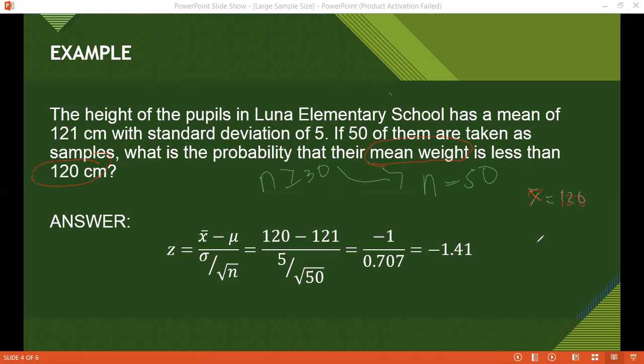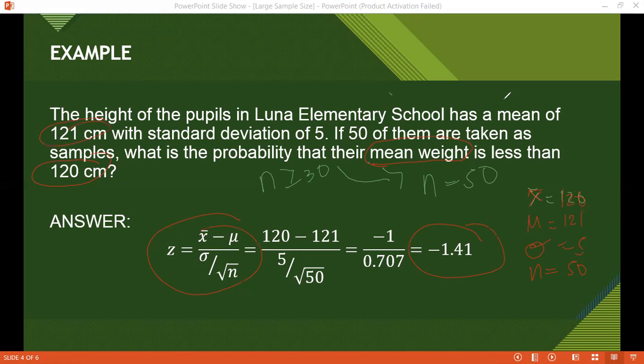Next, our population mean is 121 centimeters. Next, since merong given a standard deviation, population standard deviation, yan yung gagamitin natin, that is 5. And then we have sample size of n equals 50. You will just substitute those values to your equation or your formula. So you have now z equals negative 1.41.